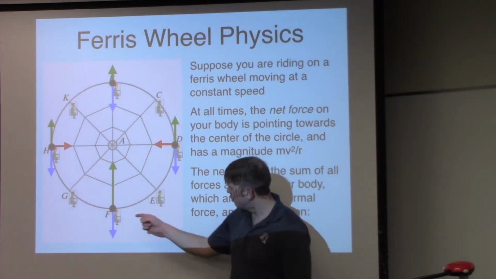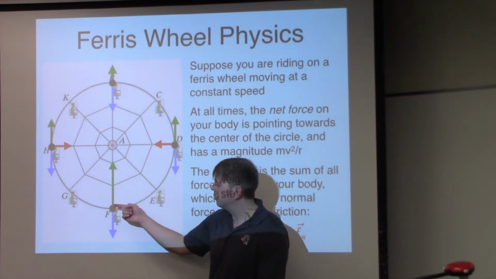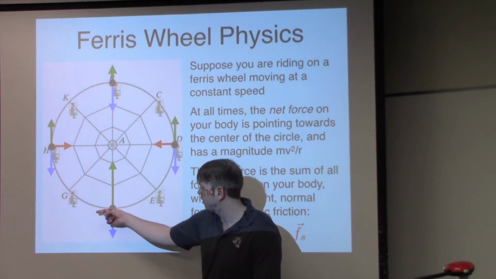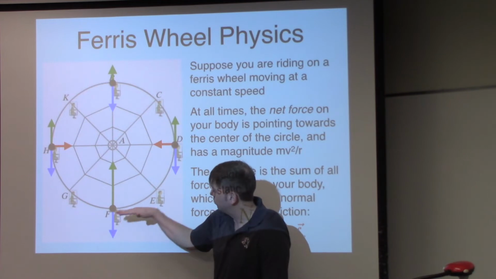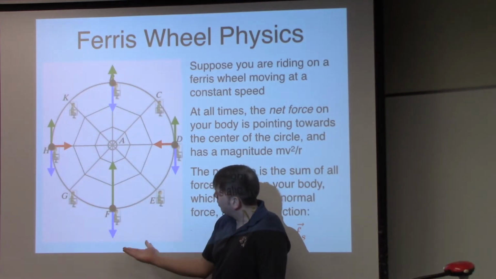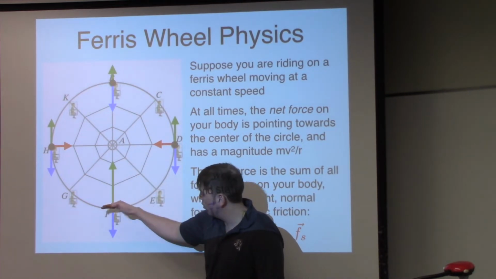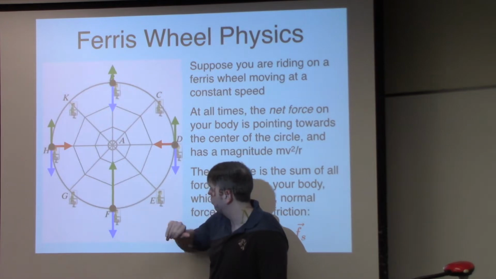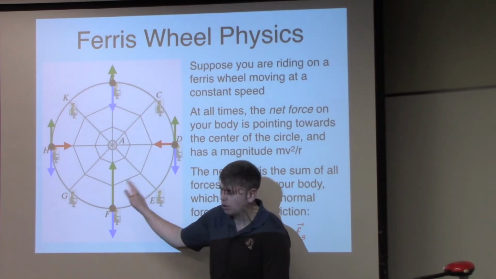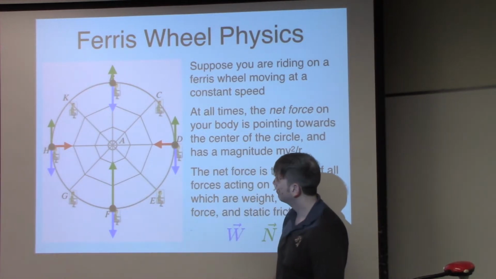I'm also not showing a static friction force at all because that can only point either to the left or to the right. It would be a horizontal force. And if the net force is going in, there's no room for a horizontal force. That has to be gone. That has to be 0 in this diagram.